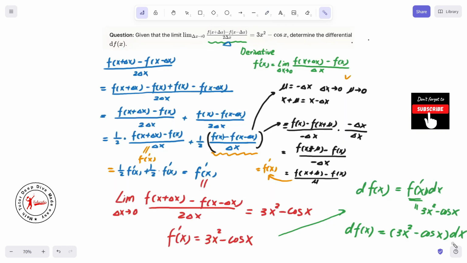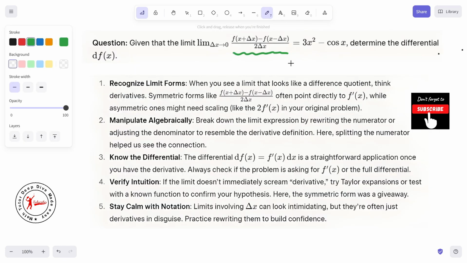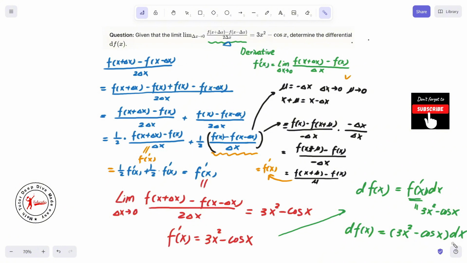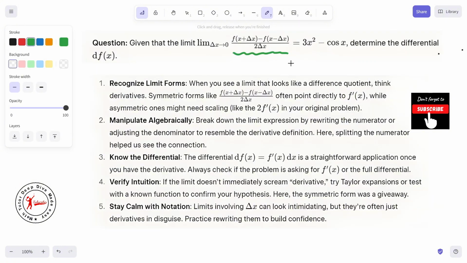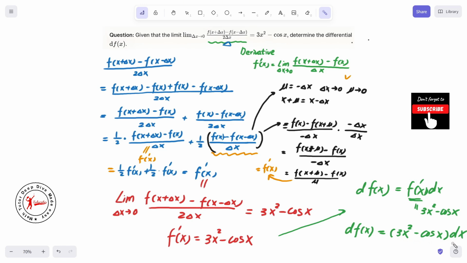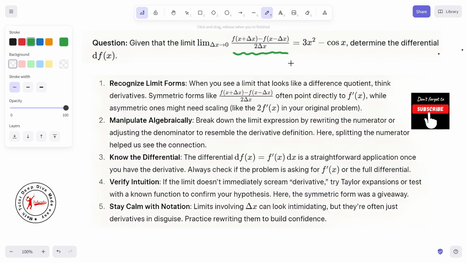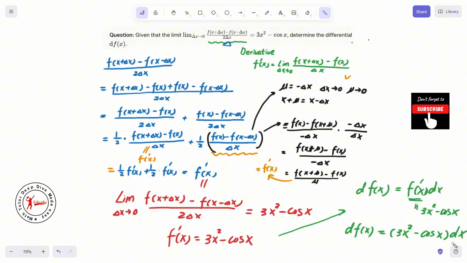3. Handle scaling factors. If the denominator has a constant, like 2 delta x, rewrite the expression as 1/2 times the numerator over delta x to simplify. 4. Use substitutions for clarity. For tricky terms, like f of x minus f of x minus delta x, try substitution like u equals minus delta x to make it look like a derivative. 5. Differential is easy. Once you have the derivative, the differential is just the derivative times dx. Double-check that your derivative matches the limit's value.